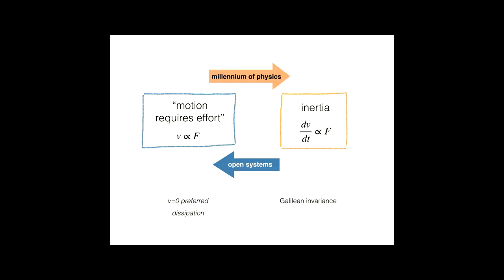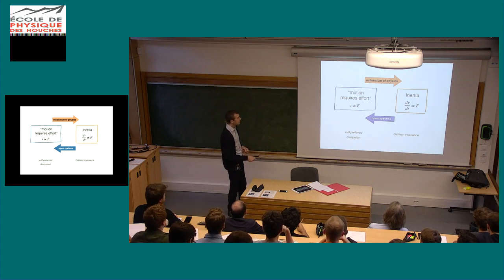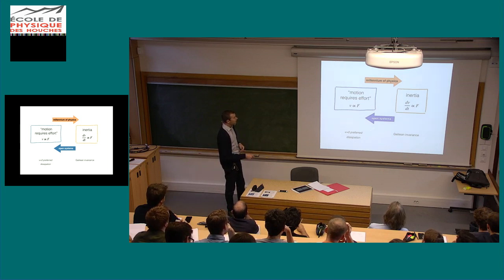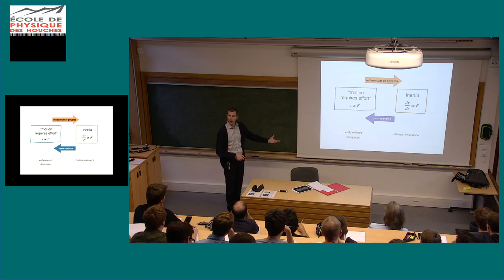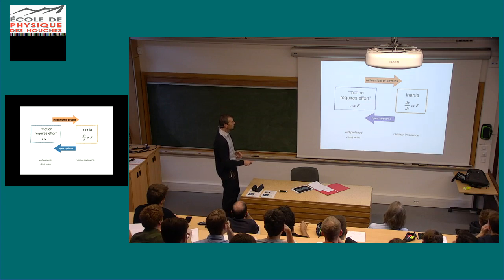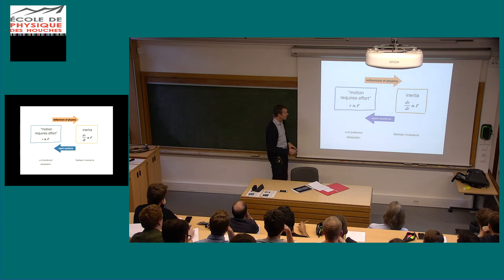On the other hand, if you open the system, you couple yourself to environments, then those environments establish a natural rest frame. If you go from a system where there's really Galilean invariance, where physics is the same even in moving reference frames, and you come back to our world where we are coupled to our environment, or electrons are coupled to a material around them, then there is a preferred velocity, which is often zero, or at rest compared to your environment, and getting there involves dissipation.